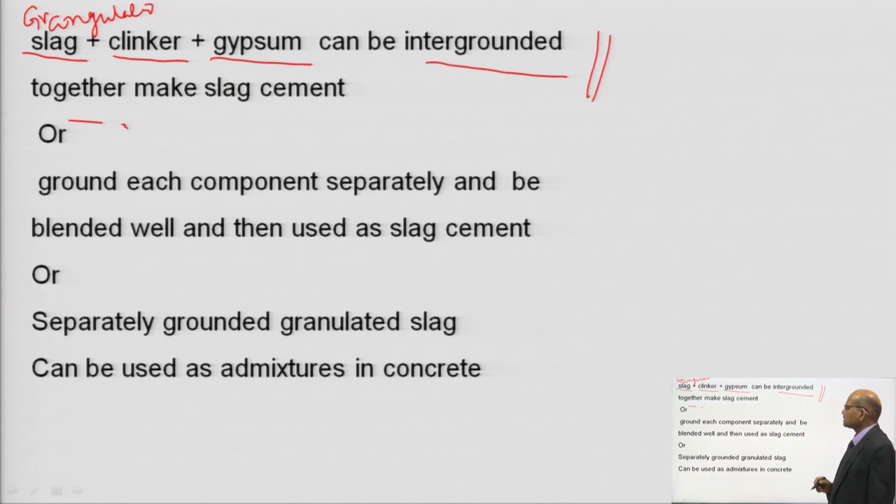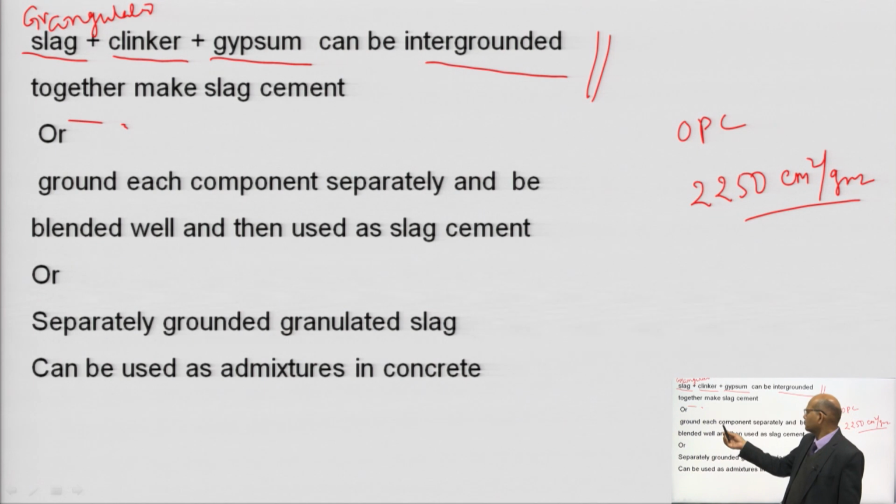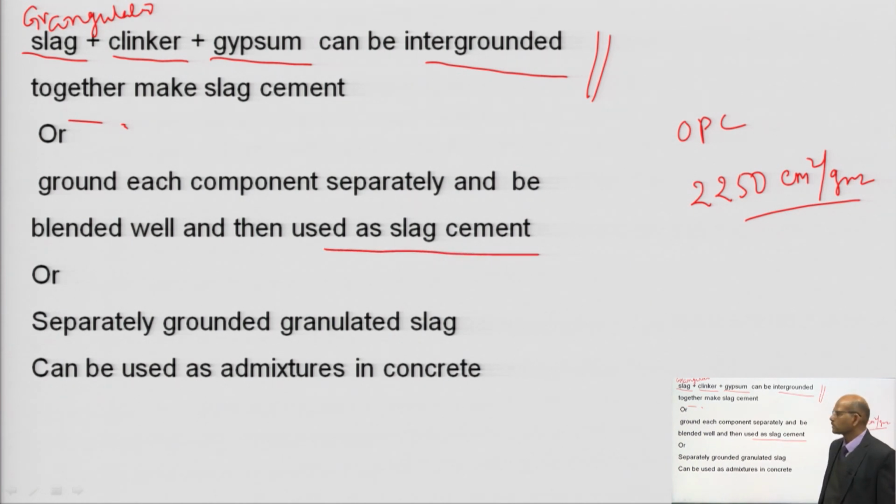So, in this case what will happen, you will reach a similar grinding, because if you see the OPC cement, it is about 2250 centimeter square per gram specific surface area. Okay. So, this you can grind a little higher, around 3000, or grind each component separately and blend well and then use as a slag cement. So, that is also possible.